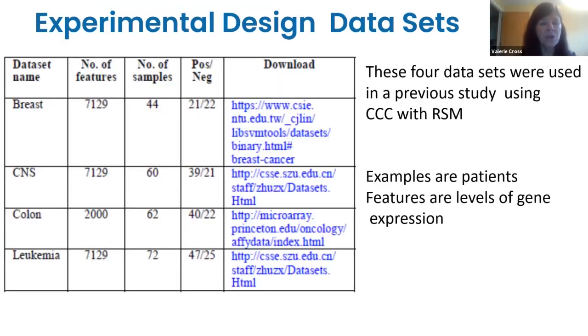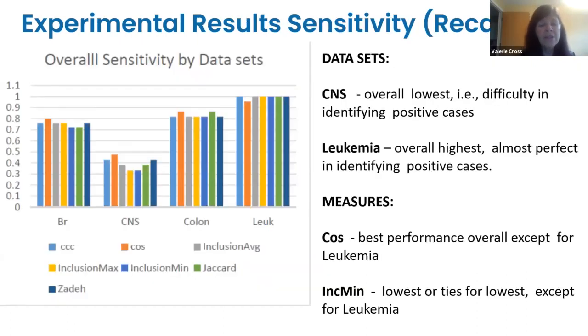These are the data sets that we used: the breast, the CNS, colon, and leukemia. The CNS is a central nervous system cancer. And the examples were the patients. And you can see the ratio between the number of features to the number of samples. None of these had over 100 examples, but three of them had over 7,000 features, and colon only had 2,000. So we ran the experiment.